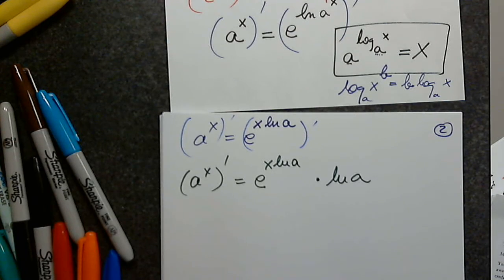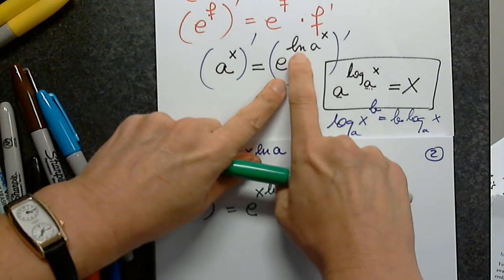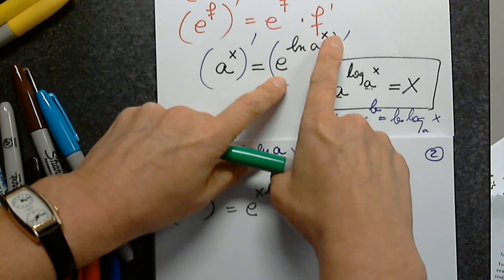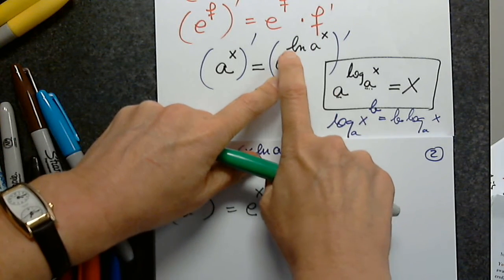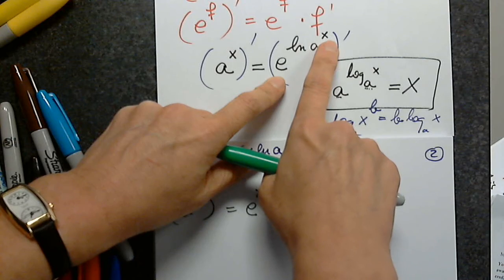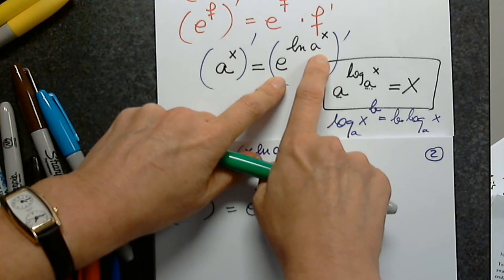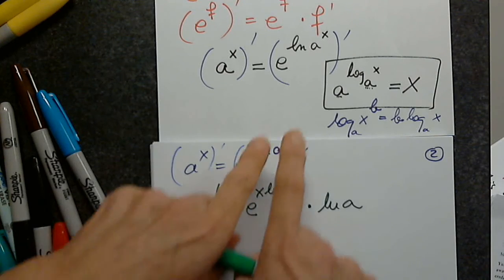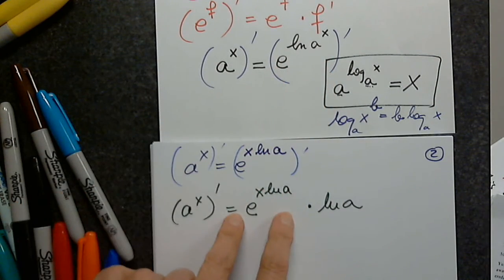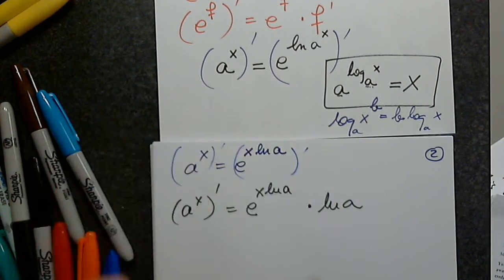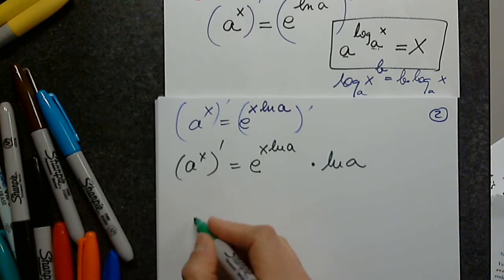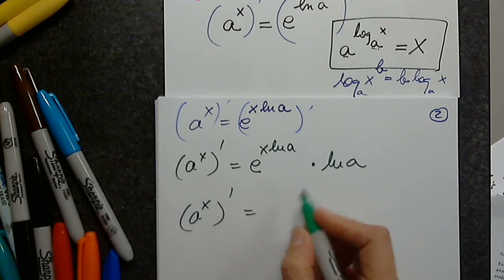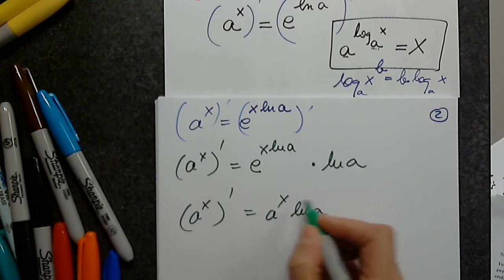Now, remember what we said, that e raised to natural log a to x, or e raised to x natural log a, was this. I'm going to replace it here. So this is the same as this, and this is the same as this. So the answer is a to the x prime equals a to the x natural log a.